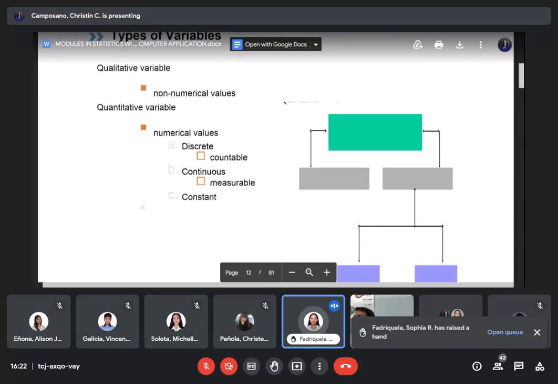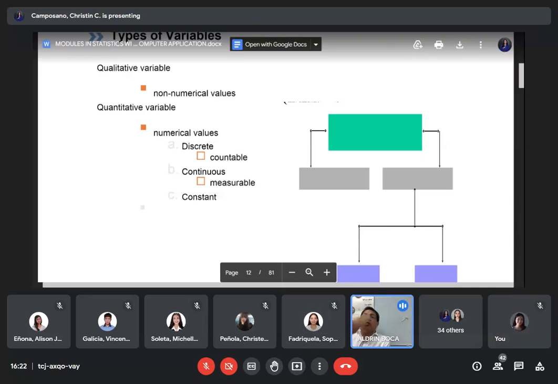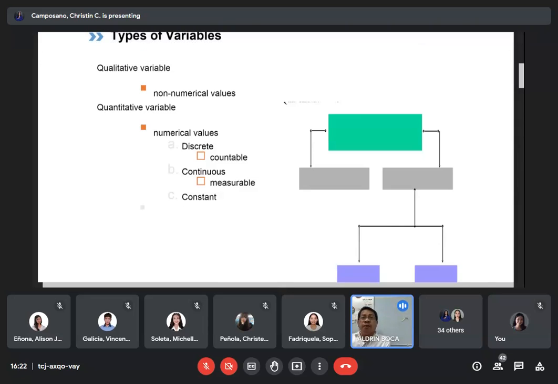Sir, eye color po. Eye color. Okay, what else? Okay, so those are examples of data that are classified to be qualitative. These are non-numerical values. However, the opposite of which is the quantitative variable.